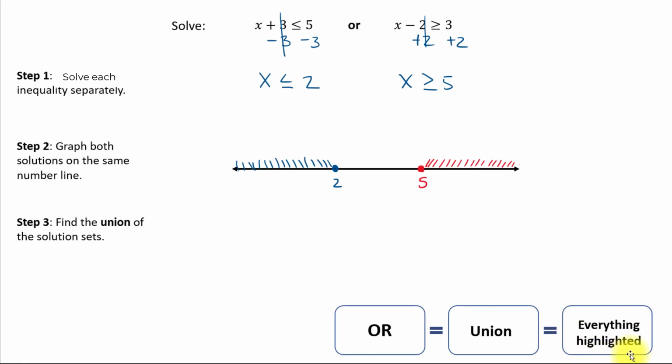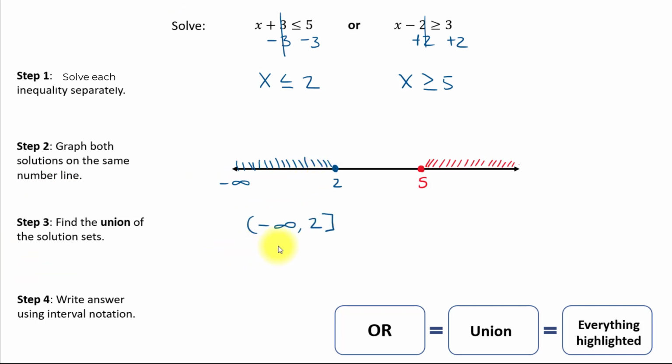And from the number line, I have to take everything that's highlighted. So I have two portions that are highlighted. That's one on the left and this one on the right. Well, both of them will be part of the solution. So this is how I'm going to write the answer using interval notation. First, I'm going to describe the interval on the left. It starts at negative infinity and goes all the way to positive 2.